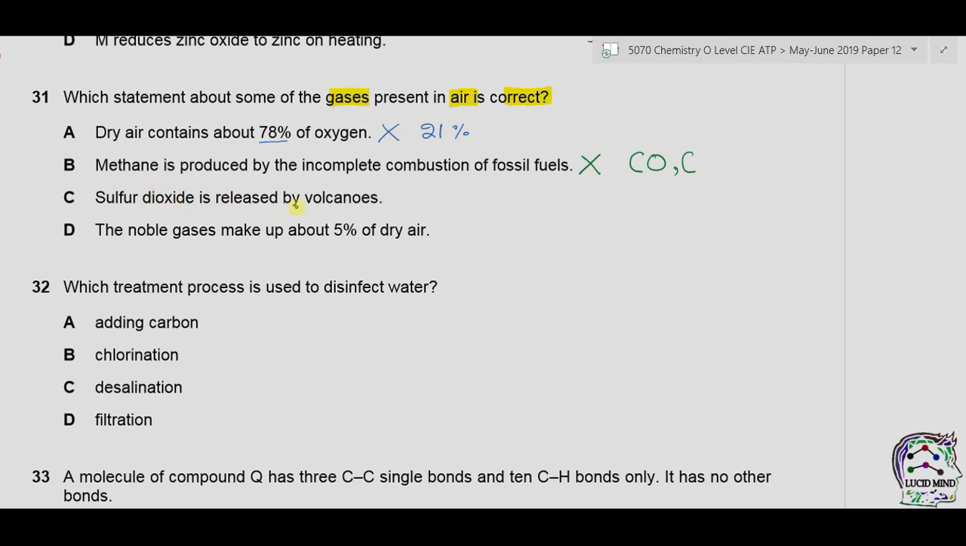C. Sulfur dioxide is released by volcanoes. This is a true statement because in volcanoes a huge amount of sulfur is present, which reacts with oxygen at higher temperature to form sulfur dioxide. D. The noble gases make up about 5% of dry air. This is incorrect because noble gases make up about 1% of dry air. Correct answer is therefore C.